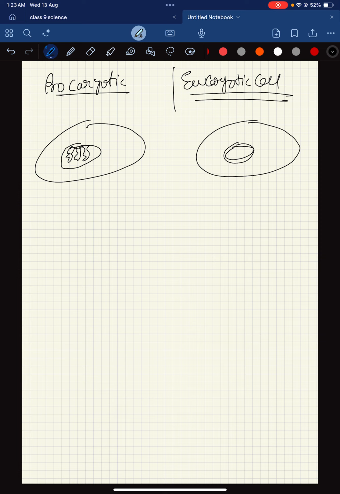Also, eukaryotes have cell organelles that are mostly double membrane. In prokaryotes, only single membrane. In eukaryotic, mitochondria are present, and prokaryotes have mitochondria absent.